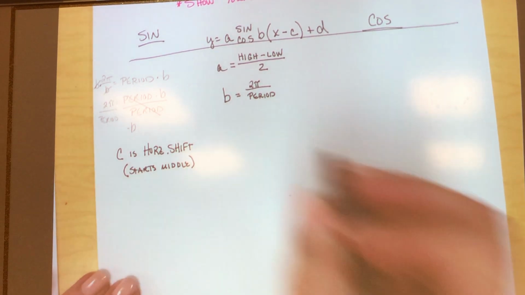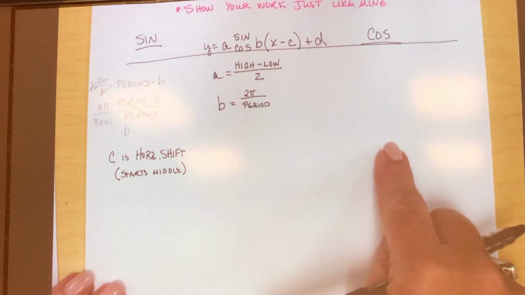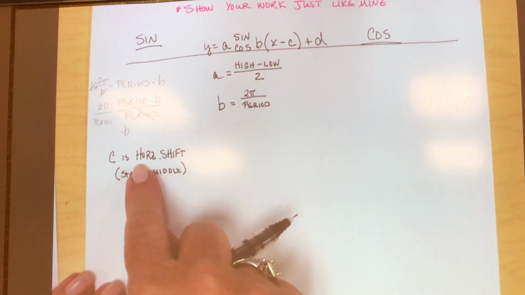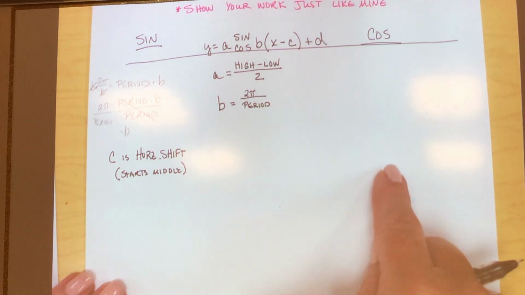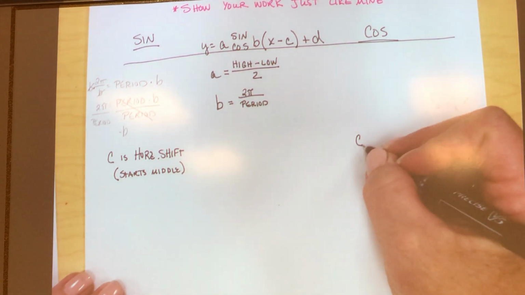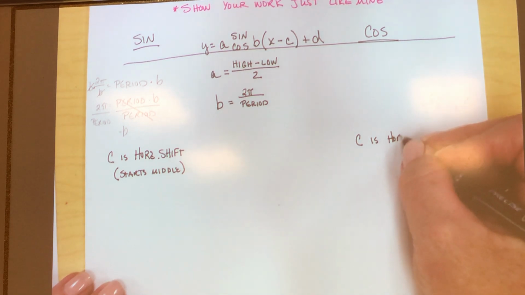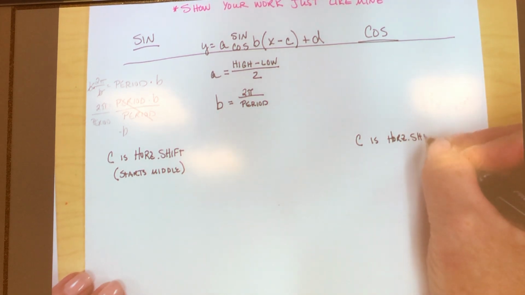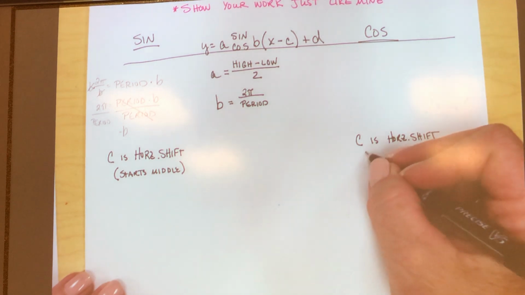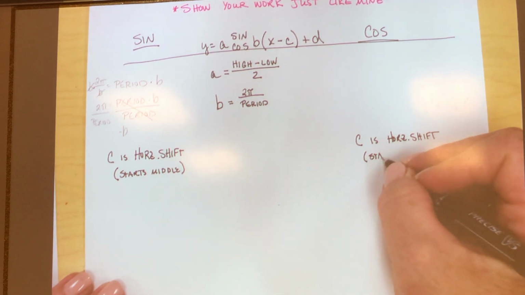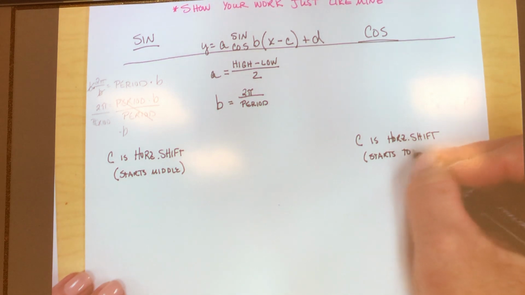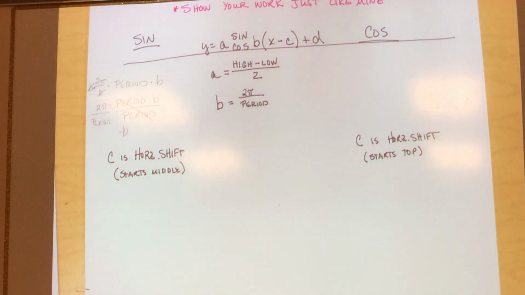Yeah, we just talked about cosine. All right, over here on cosine. Notice what I'm doing, guys. I'm putting them underneath each other because they are going to be different. So over here on cosine, C is the horizontal shift. But cosine doesn't start in the middle. Where does he start? Top. Yeah, he starts at the top. Now, I just showed you how you could start it at the bottom and put a negative on that amplitude, but you don't have to. Okay? All right. Anything we lack?